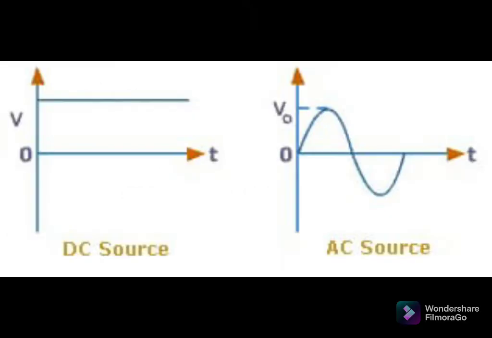Now let us see the voltage waveform for both DC and AC. See here, the DC voltage remains constant irrespective of the time. The direction is in only one direction. It never reaches zero. In case of AC, we can see that the magnitude and the direction of the voltage changes continuously with respect to the time. Here it is varying sinusoidally. At a particular time, it reaches its peak value, and at another instant of time, it reaches zero.